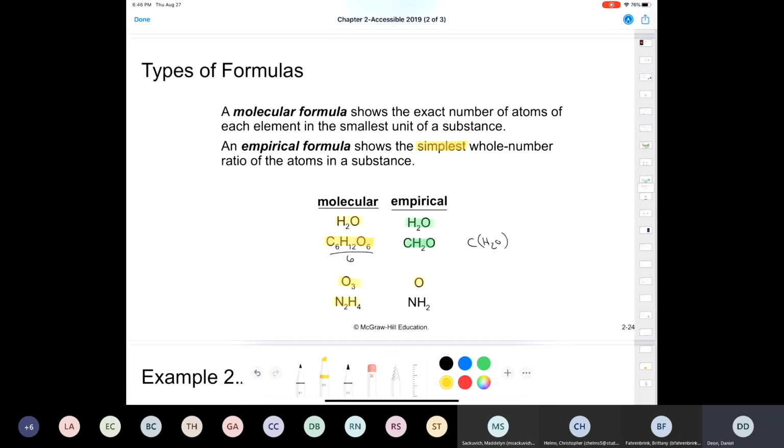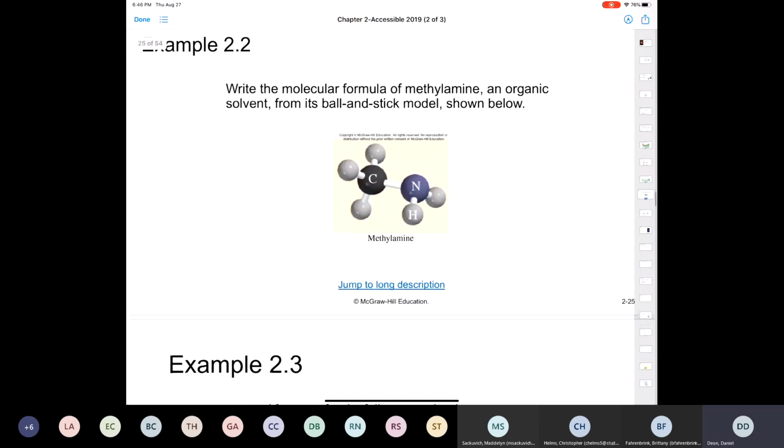So give me a thumbs up if you follow me on the difference between empirical and molecular formula. Not meant to be a mind-boggling concept, but you have to know the difference between the two. All right, great. Thanks, Tyler. With that in mind, it says here, write the molecular formula of methylamine, an organic solvent, from its ball and stick model shown below. Methylamine, I think, is also the amine that is responsible for what's known as fish odor disease, which is where some people can't metabolize ammonia properly.